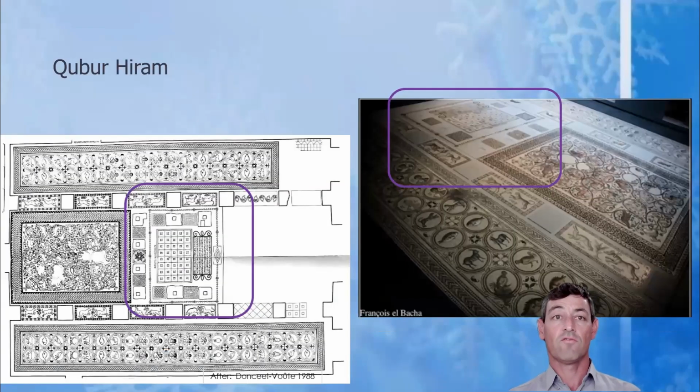Here, the marvelous, magnificent church in Kubur Hiram by Tyre, east of Tyre. This is presented in the Louvre and excavated in the 1860s. And you can see again bases of a chancel screen inside the nave, at the level of the nave.